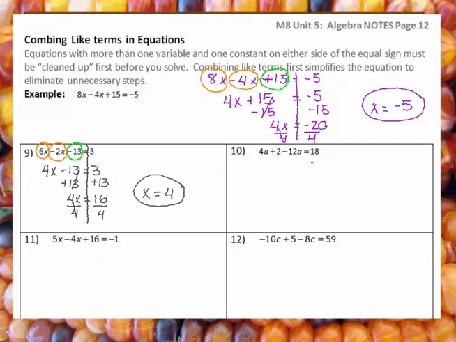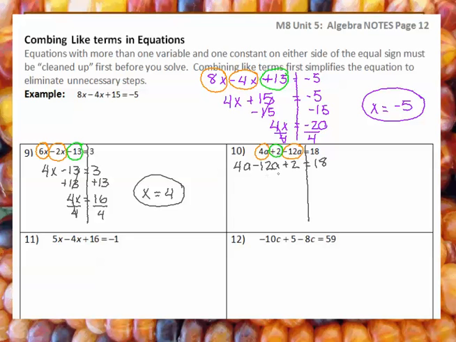We can solve number 10 the exact same way, but it's going to be a little bit different. So, do I have any distributive property? No. Do I have any combining like terms? Well, yes, I have combining like terms. I have 4a, and I have negative 12a, and then I have positive 2. Now, they're not in the right order, so I'm going to rearrange them. So I have 4a, remember my letters need to go first, minus 12a plus 2 is equal to 18.